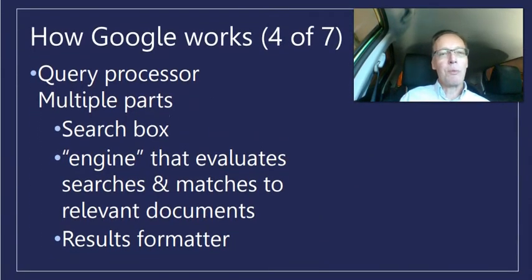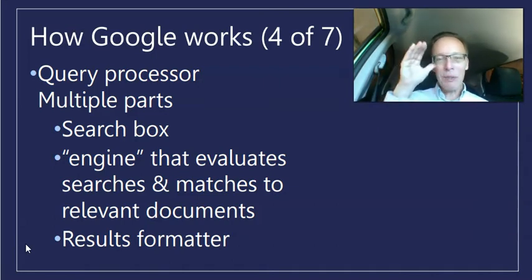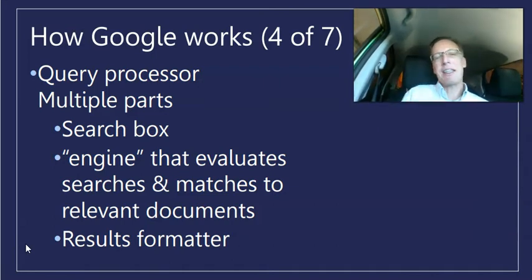Now, on to part number 4 of 7. What we'll talk about is the query processor. So again, we talked about Googlebot. That was the first thing. Indexer is the second thing. And now we have the query processor, which is the last of the 3 parts.